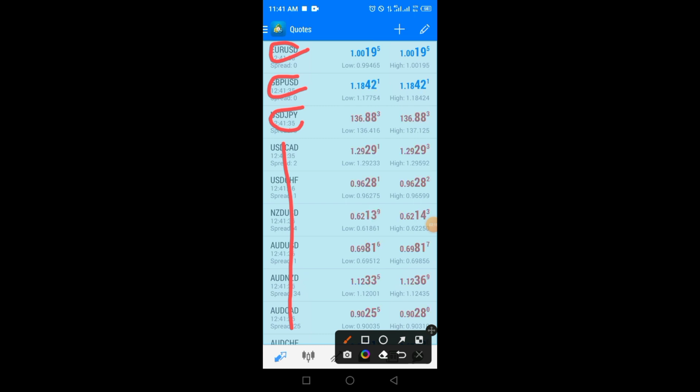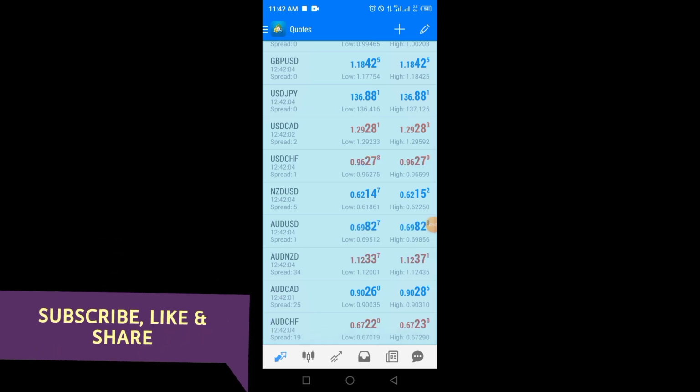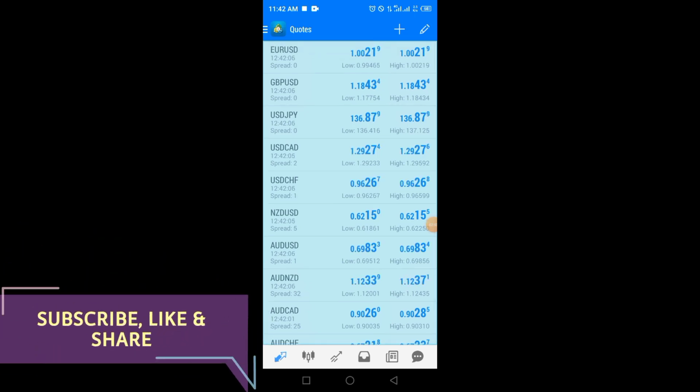Also on the quote feature, we have the bid and the ask price, and then we have the low and the high price of the day. So these are some of the things that you will find on the quote feature. Also on the quote features, you are able to add and remove currency pairs. Let's say, for instance, you want to add a currency pair that is not listed on the quote features, because these are not all the currency pairs that we have. There are several currencies that we have.